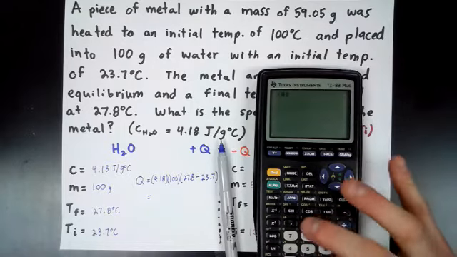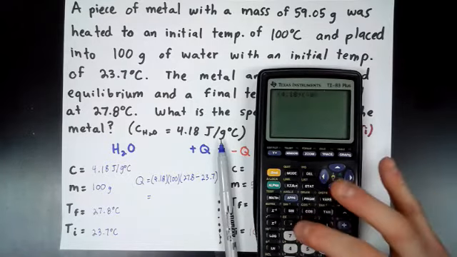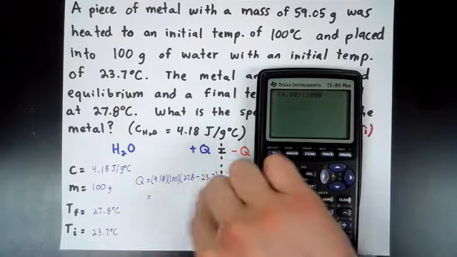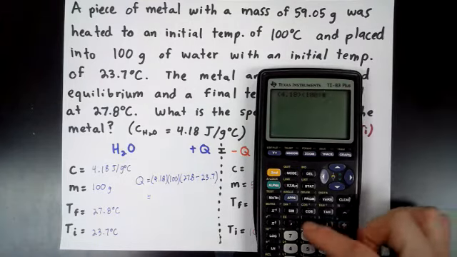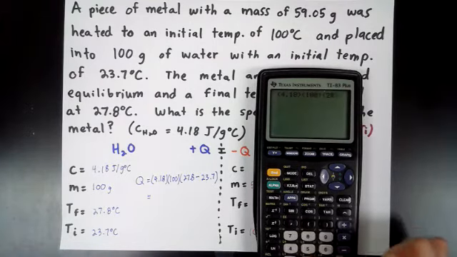So I'm just going to take 4.18. I'm just going to type this in as it reads in my work right here. We got 4.18 times 100. Then we're going to take 27.8 minus 23.7. Make sure everything's typed in there correctly.